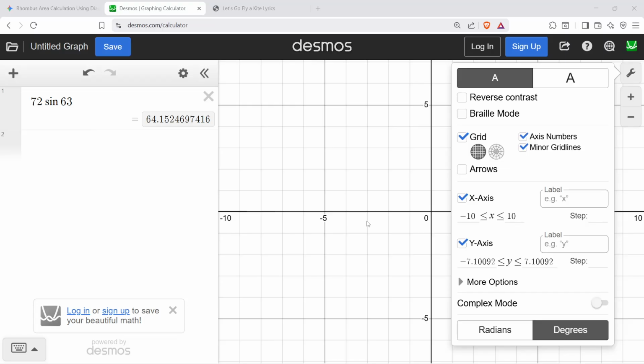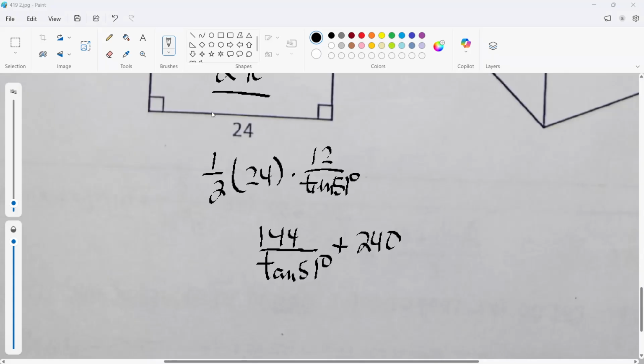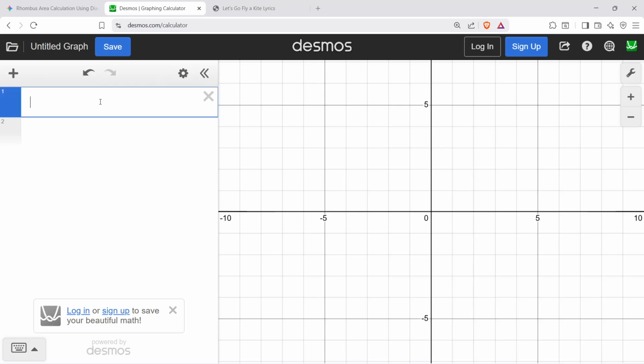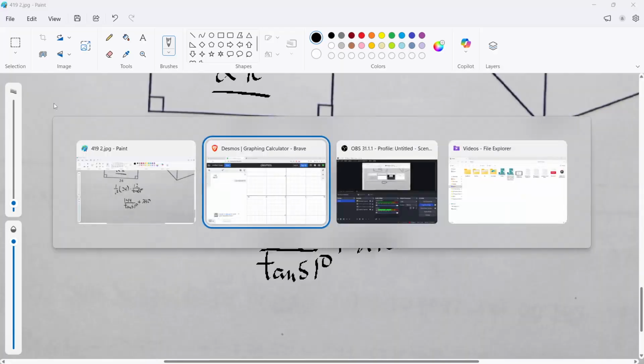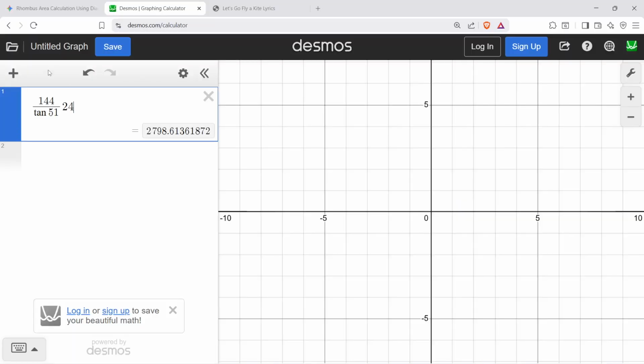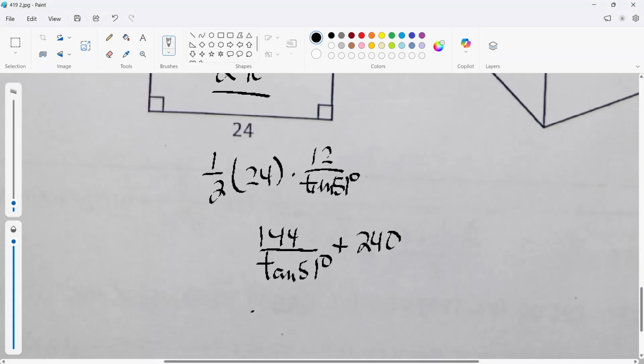And you can do this on your calculator. I'm going to put it into Desmos. 144 divided by tangent 51. It is degrees, my friend. Yes. Plus 240 equals 356.609, approximately, square units. It doesn't give units.